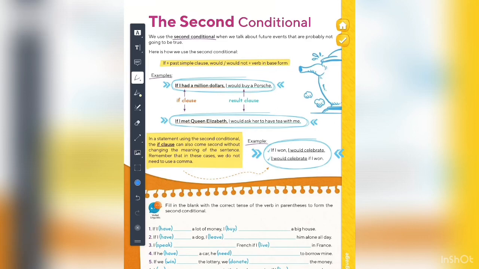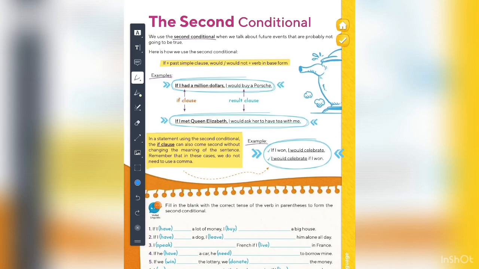Okay, let's take this back. Example: if I, remember, personal pronoun, had $1 million, comma, I would buy a Porsche. Okay, I like that. Well, actually I prefer a Lamborghini, but it's just an example. Okay, if I had $1 million, comma, that's the if clause, comma, I would buy a Porsche. Okay, result clause.